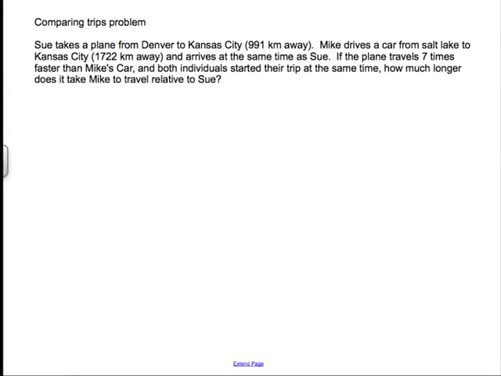Okay, crew, we're going to take a look at the type of problem where you make a comparison between one person's trip and another person's trip. We have two individuals: Sue, and if you look over here, Mike. Sue takes a plane from Denver to Kansas City, and it's some known distance away. Mike drives a car from Salt Lake City to Kansas City, again some known distance. They arrive at the same time in their location.